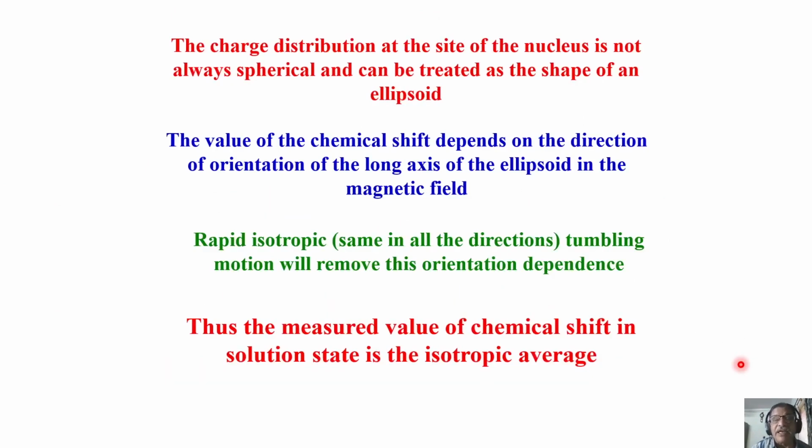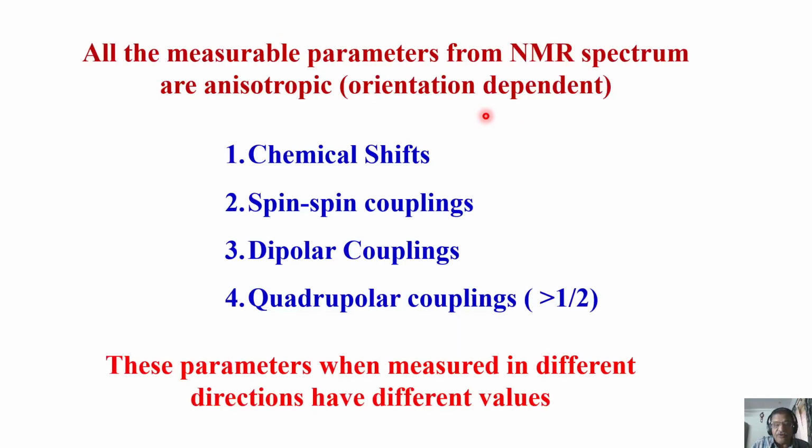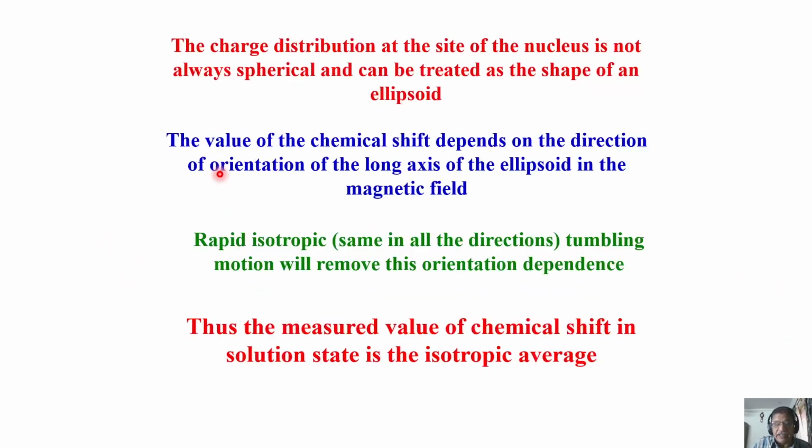Now, the charge density distribution at the site of the nucleus is not always spherical and can be seen as an ellipsoid. That is why the value depends upon the orientation of the long axis of this ellipsoid. In the case of isotropic motion, in isotropic solution, there is motional averaging. As I said, these two things get completely averaged out.